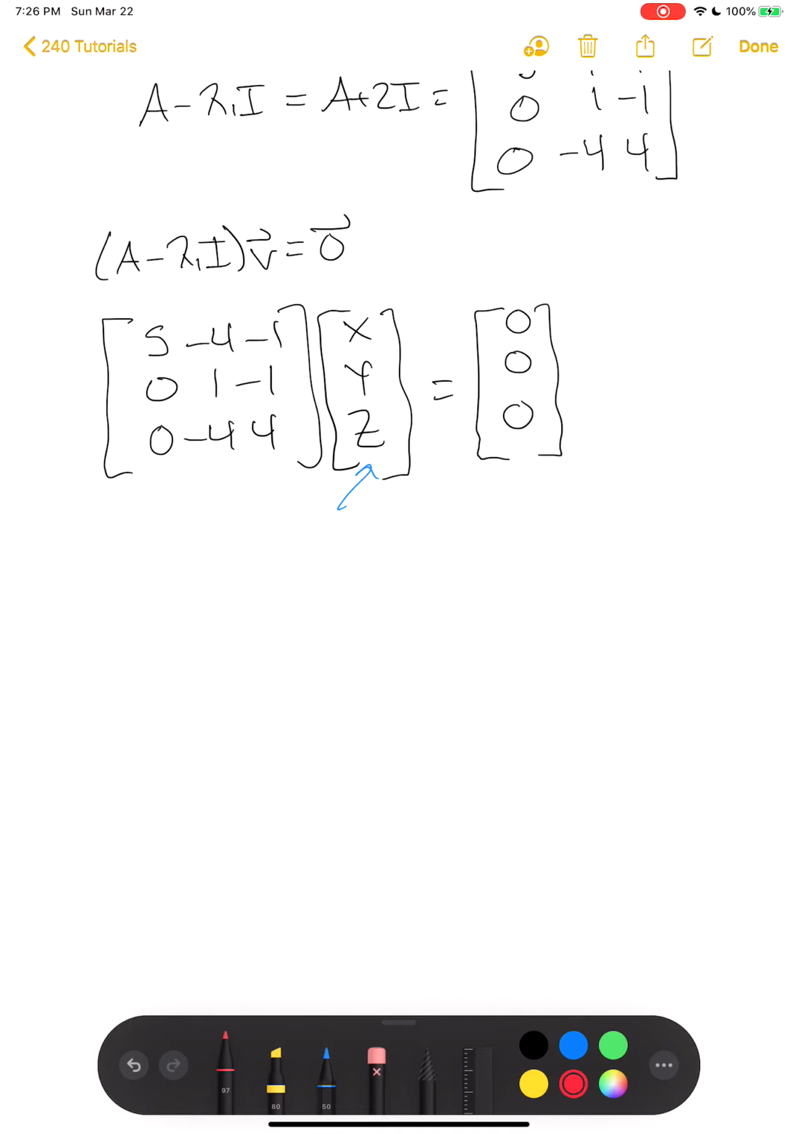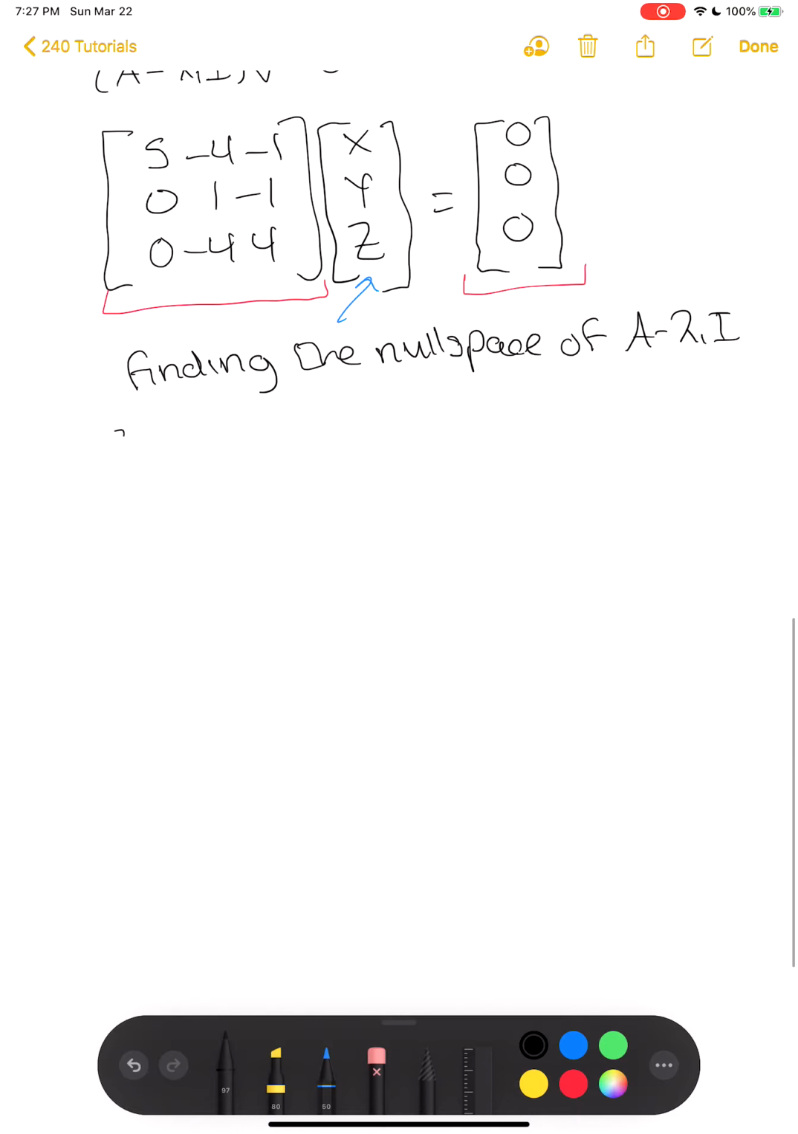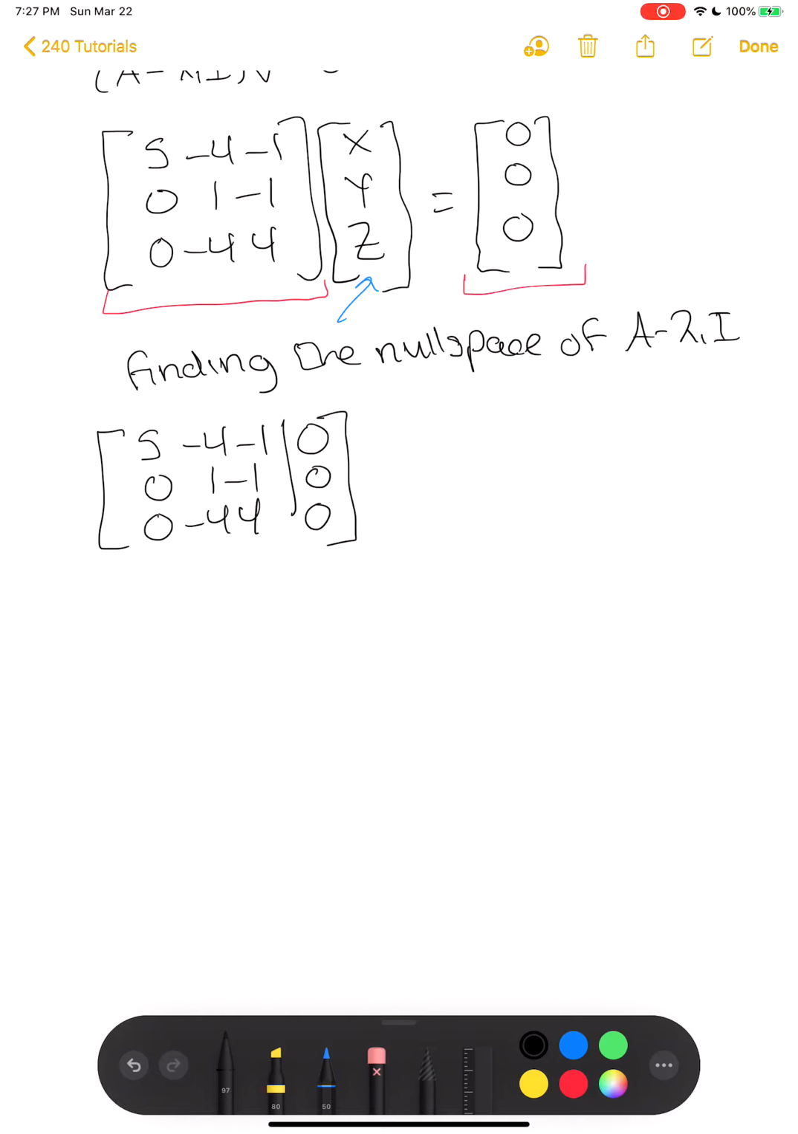So what we have to think about is what we're actually doing here. We have a matrix, we're multiplying it by some vector, and every vector that satisfies this equation gets sent to 0. So if you remember, this is actually just finding the null space of this matrix, A minus lambda 1I. And how do we find the null space? You form the augmented matrix: 5, negative 4, negative 1; 0, 1, negative 1; 0, negative 4, 4, augmented with 0, 0, 0, and now you're free to row reduce.